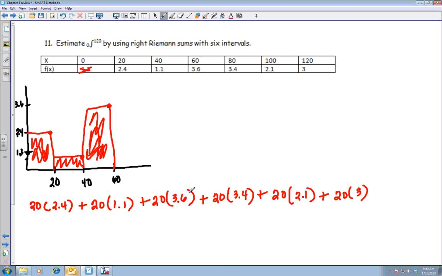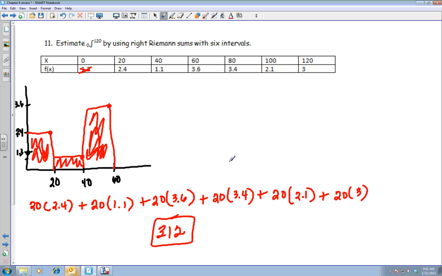Okay, so you could go through and sketch them all out, but you don't have to. Okay, now if I did my arithmetic right, you should get 312 when you add all those up. So here's 1, 2, 3, 4, 5, 6 rectangles.